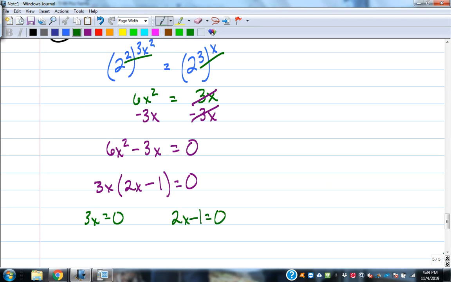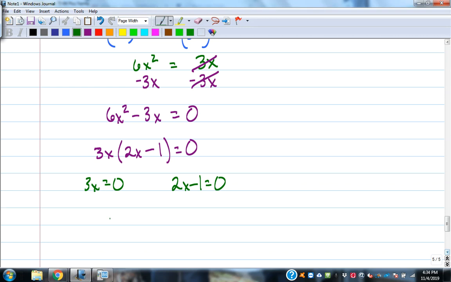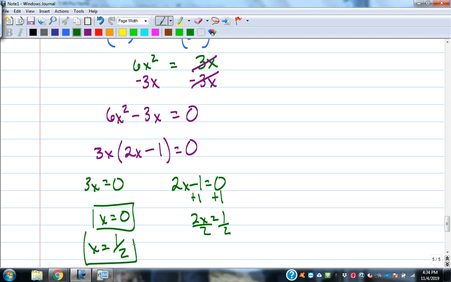So we're going to get 2 answers on this one. X equals 0. And then this one, you add 1 and divide by 2, and x equals 1/2. And then I would need to check both of those in my original problem to make sure that they work.